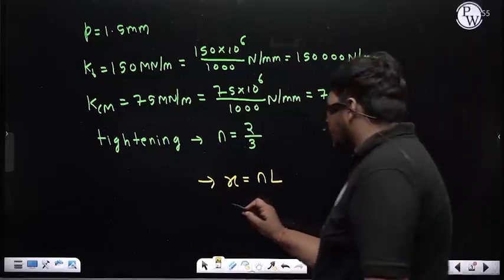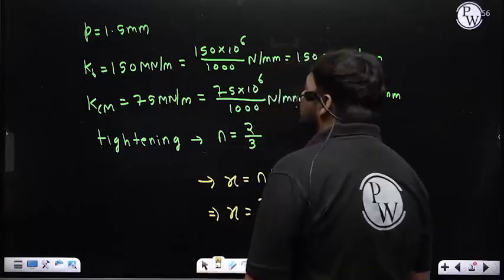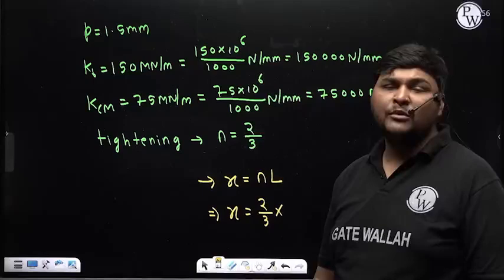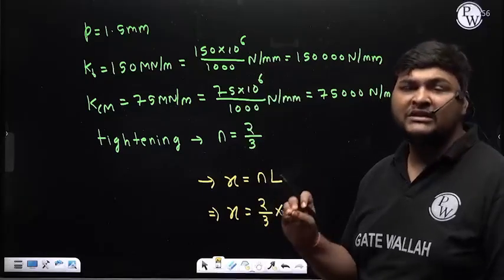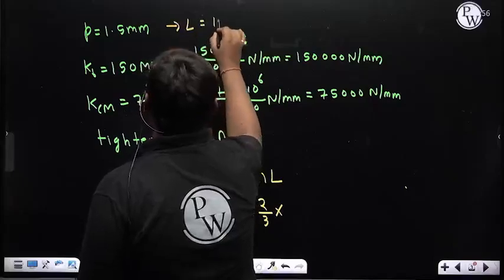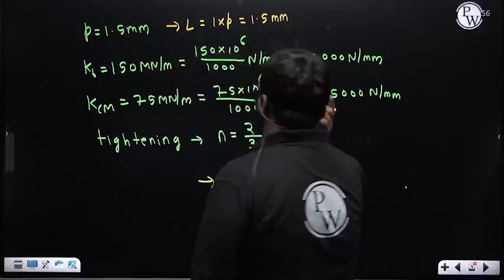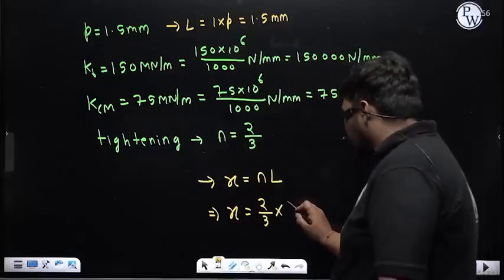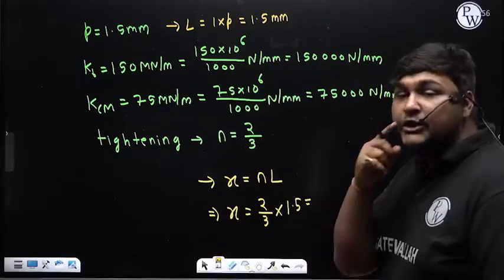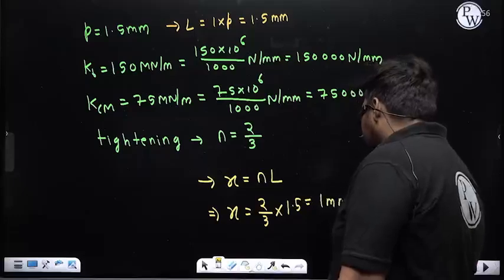Now x we can calculate: n is 2/3, times lead. Here the pitch of the thread is given, pitch is 1.5 mm, and the number of starts is not mentioned. Whenever the number of starts is not mentioned, we will assume the thread is a single start thread, and if the thread is single start, it means lead will be equal to 1 times the pitch, and pitch is 1.5 mm, so lead will also be 1.5 mm. So 2/3 into 1.5, we will get the value of x, that is the axial movement of the nut during tightening, and it is coming 1 mm. You can check the calculation, it is coming 1 mm.